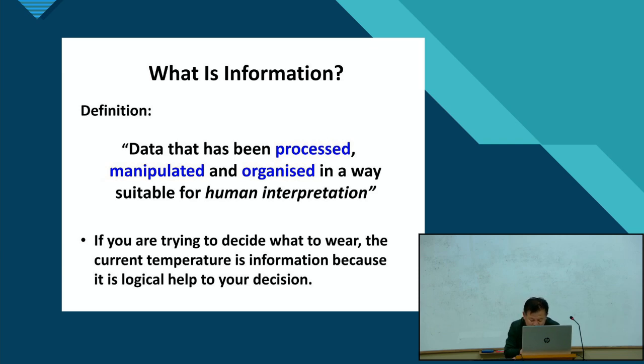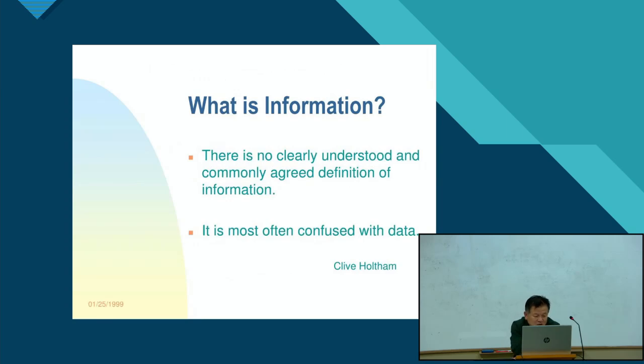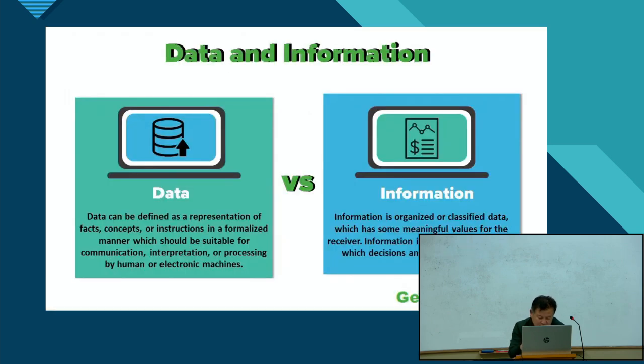The other definition is that there is no clearly understood and commonly agreed definition of information because it is a very wide concept, a wide range for the definition of information. But it is most often confused with data, sometimes, but I don't accept that. So data and information are commonly confused as the same thing. But information is exactly different.